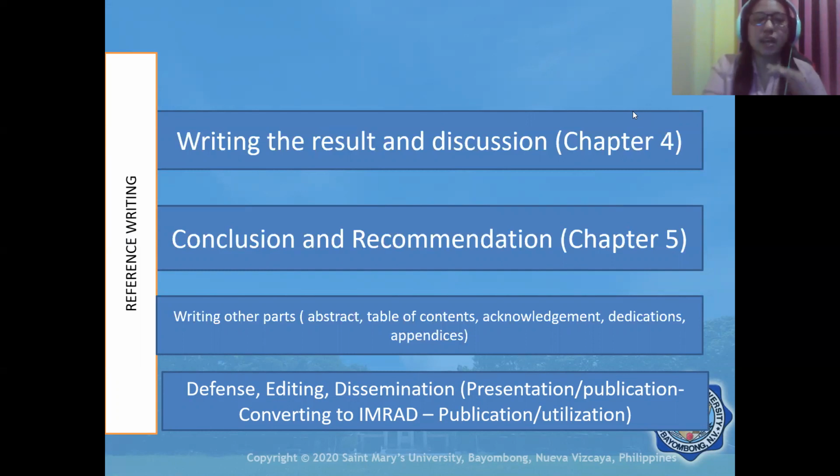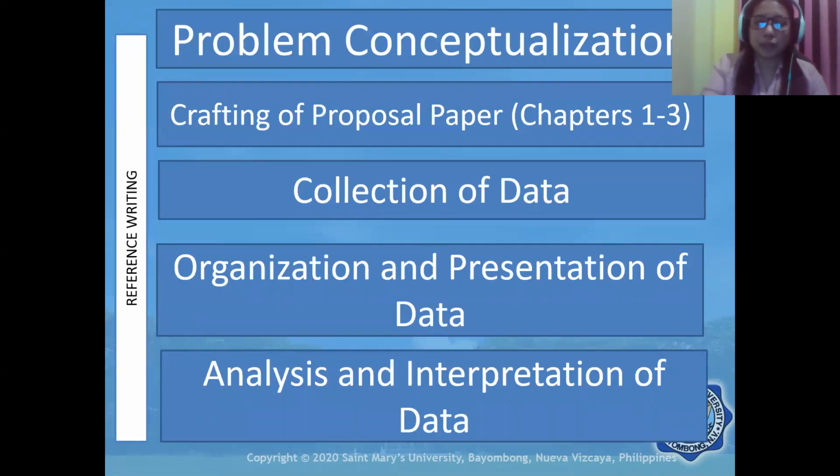If you notice on the left side of our screen, we have here reference writing, which is not included as part of the process, but it is actually part of it from the start until the end. While you are still conceptualizing your problem, you can already come up with your list of references so that it would not be difficult for you later to come up with the list of all the references after you're done with your research paper. And also, of course, with your crafting of a proposal paper, you are expected to have your initial reference list.